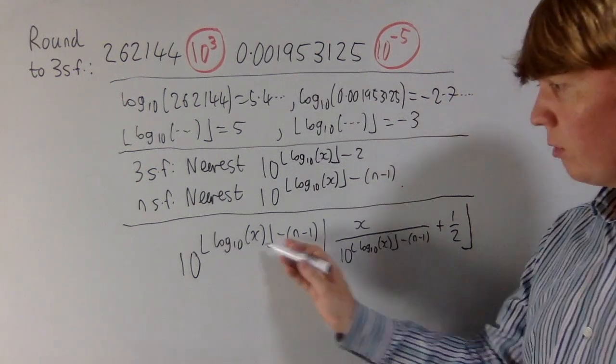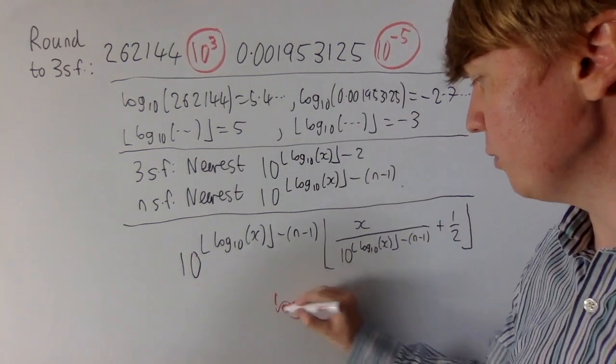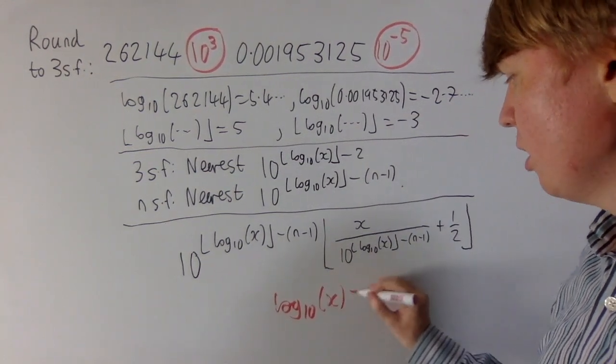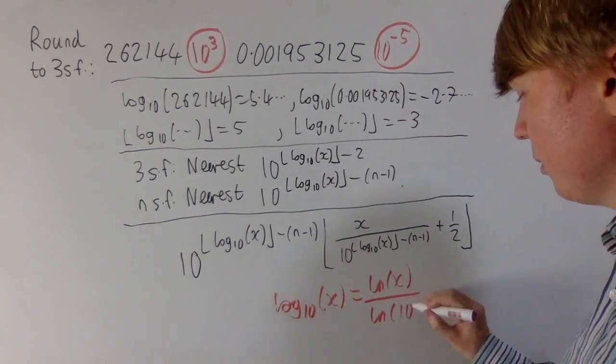And if you're not happy about having the log to the base 10 in there, we could also rewrite this using the change of base formula. So log to the base 10 of x, we could write this as ln x over ln 10, if you prefer.